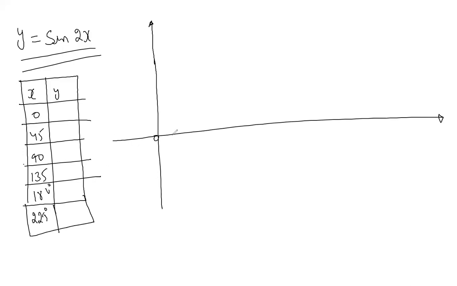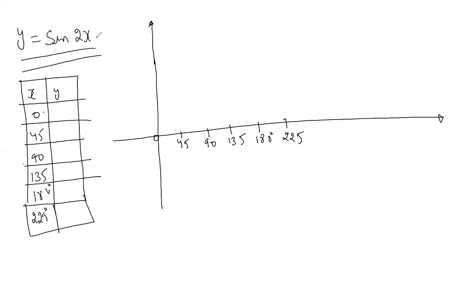So 0, that would be 45. Let's suppose that would be 90 then. That would be 135 then. And that would be 180 then. And that would be 225 then. Okay, let's put it there.